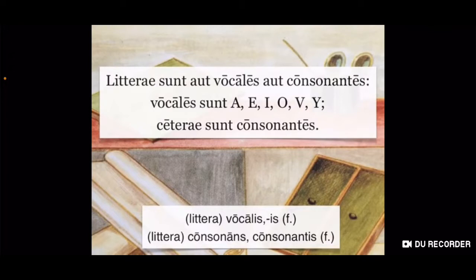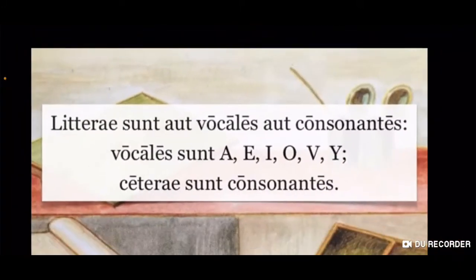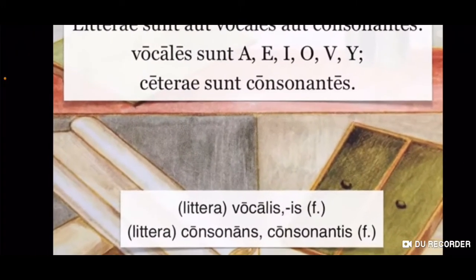Letters are either vowels or consonants. And we see the two outs, just like the other words. We got two like that. One is going to be either, and one is going to be or in this situation.